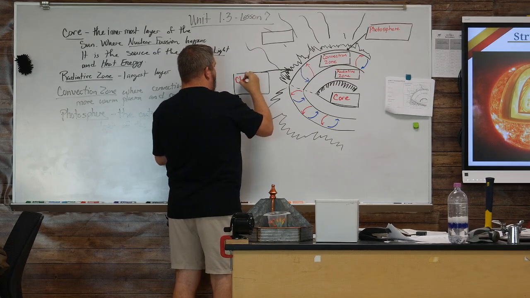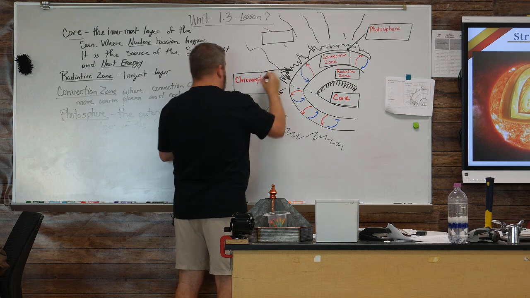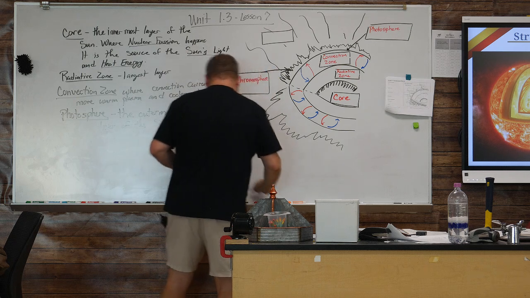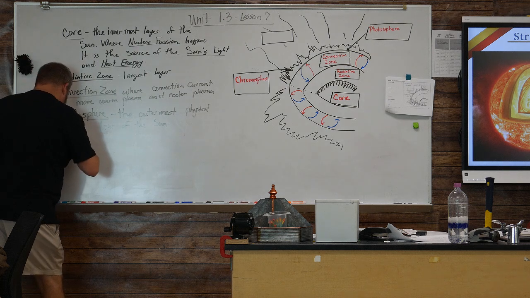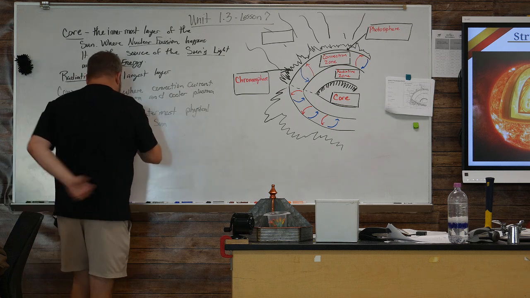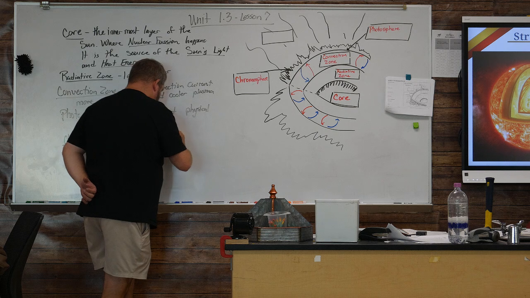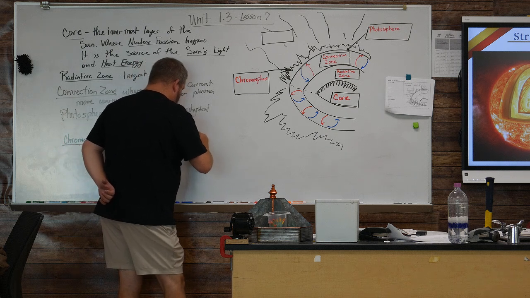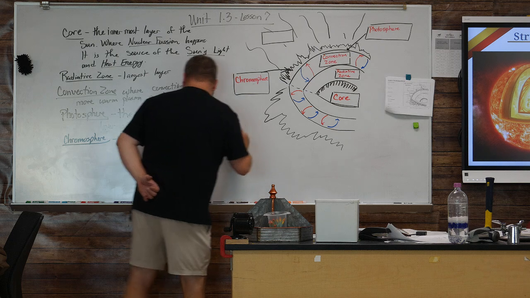This is called the chromosphere, C-H-R-O-M-O sphere. Okay, chromosphere. This is the closest layer, the innermost layer of the sun's atmosphere.